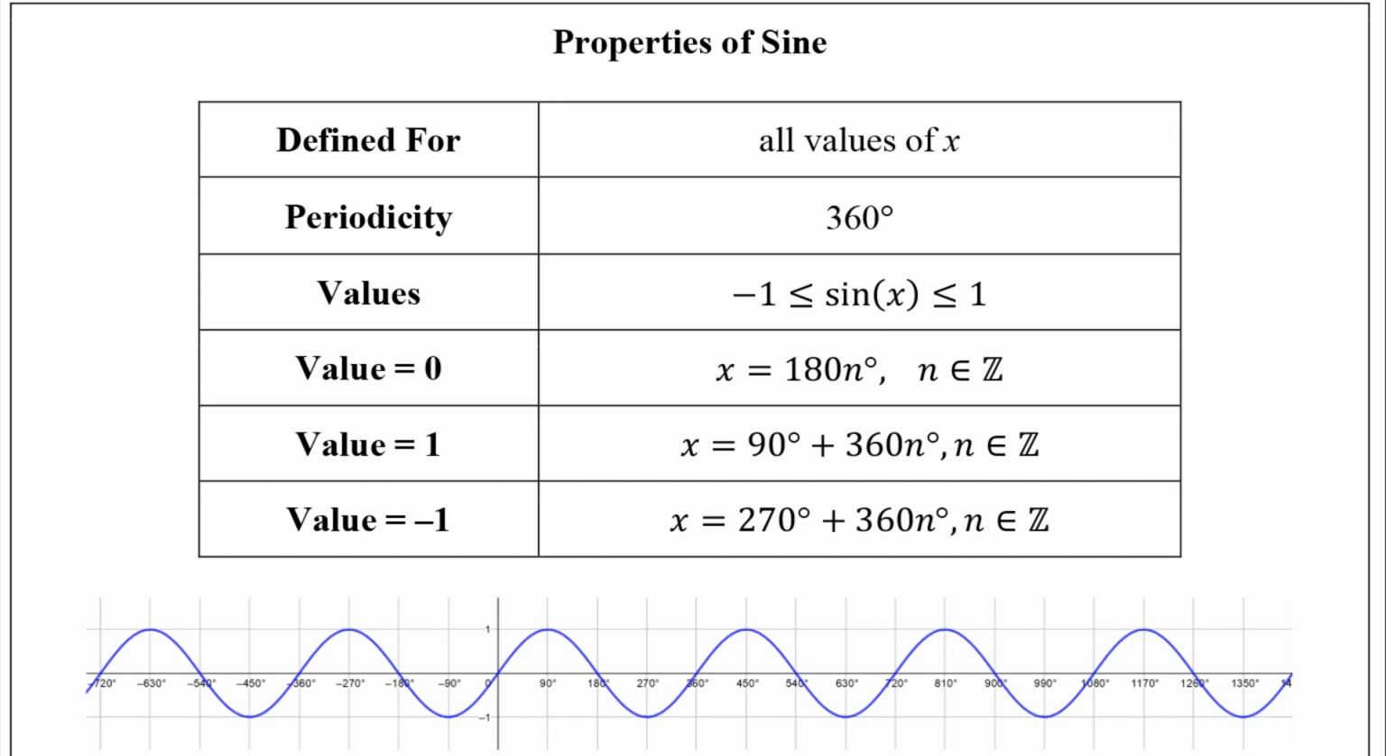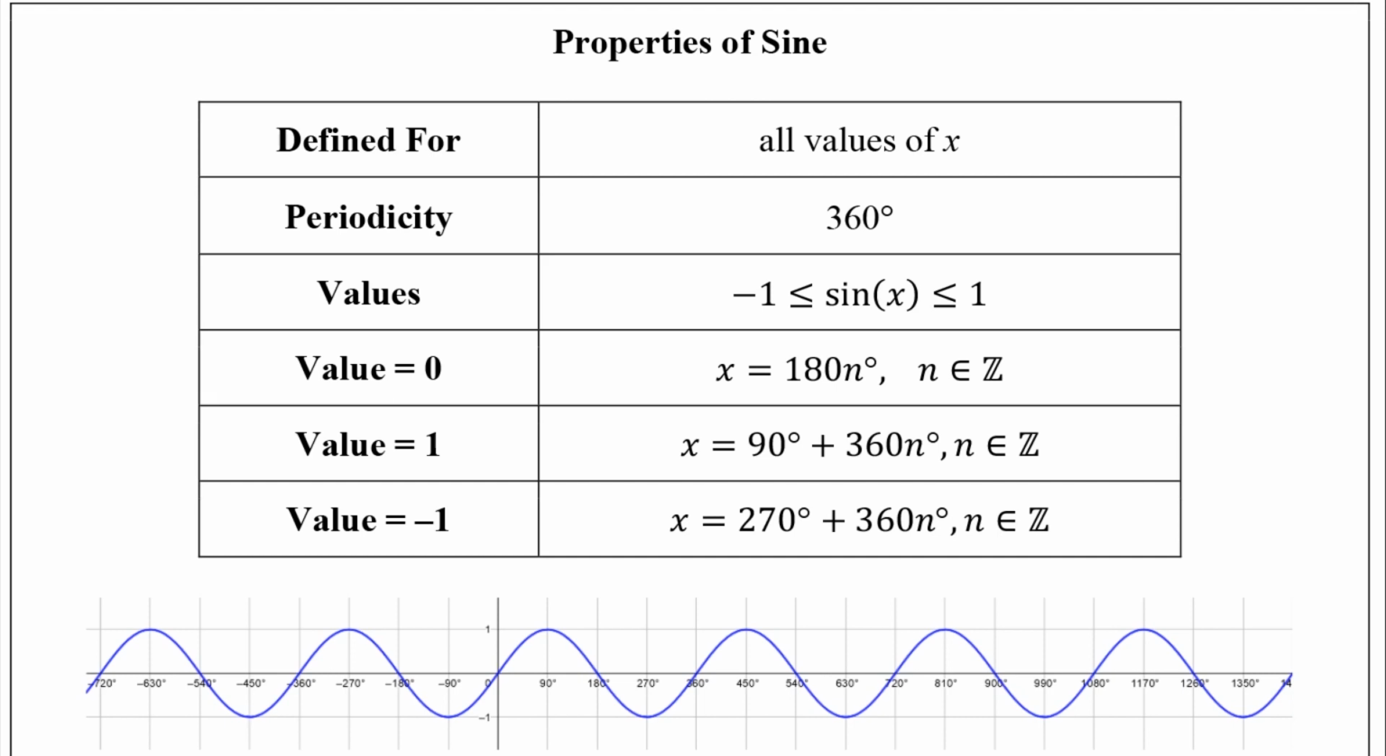For example, when n is 0, we have the x of 0, where the graph does indeed cross the axis. When n is 1, we'll have 180 degrees. When n is 2, we'll have 360. When n is -1, we'll have -180. These are all the points where the value of sine is 0.